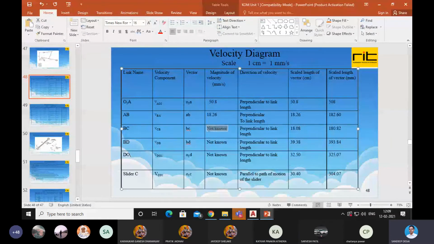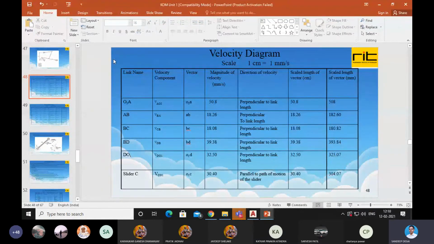So let us not confuse over there. We will have such an example where we will have a scale factor other than 1:1, and then we'll see what will be the final values. This is 18.08. Why is it the same? Because the scale factor is 1 centimeter equal to 1 millimeter per second: 39.38 millimeter per second, 32.50 millimeter per second, and 30.40 millimeter per second. Done.